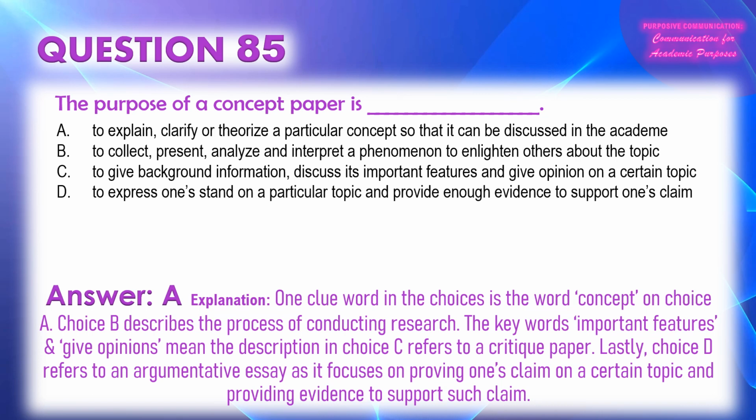Choice B describes the process of conducting research. The keywords important features and give opinions mean the description in choice C refers to a critique paper. Lastly, choice D refers to an argumentative essay as it focuses on proving one's claim on a certain topic and providing evidence to support such claim.